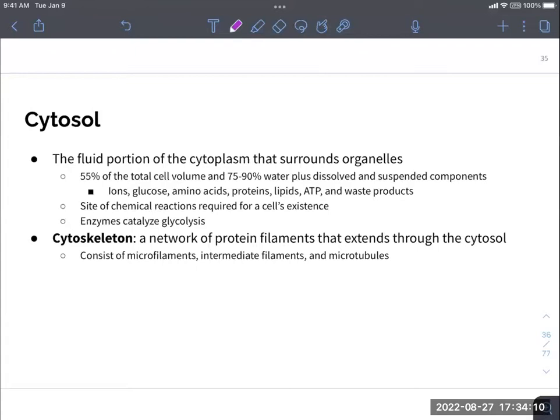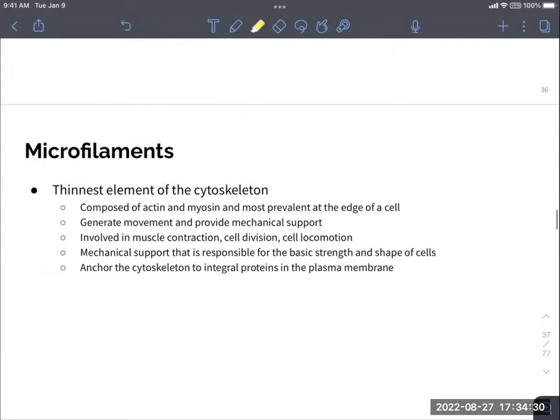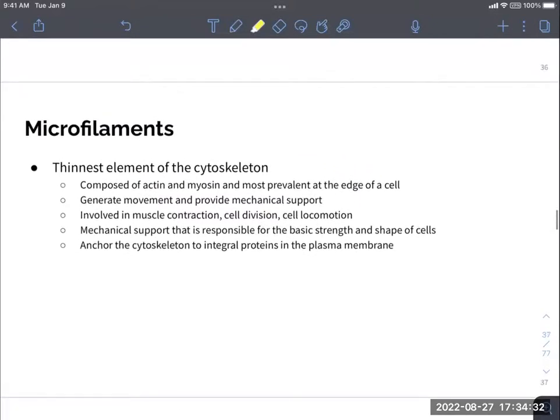We also have a cytoskeleton, which is made up of protein filaments that extend through that cytosol and help to maintain the cell's shape. Those are made of microfilaments, intermediate filaments, and microtubules. A microfilament is the thinnest of the cytoskeleton. It is composed of actin and myosin, and it's most prevalent along the edge of the cell. It helps to move the cell, and it provides mechanical support.